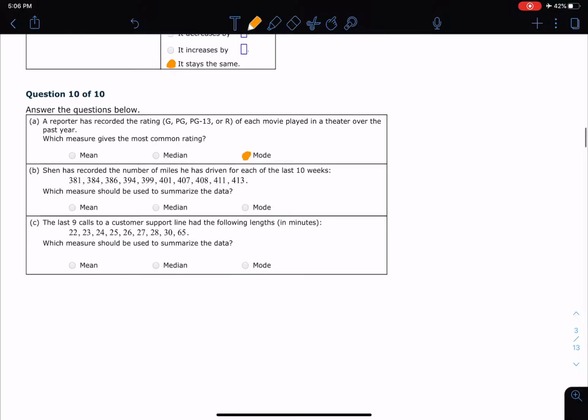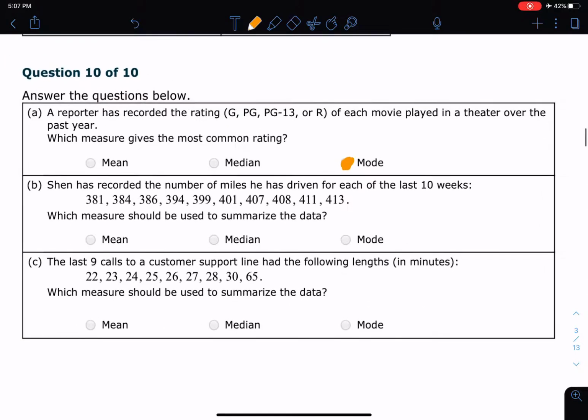This is part B. Oh, Shen, I'm sorry. Shen has this really tiny writing. Shen, maybe I just go like this then. Yeah. Shen has recorded the number of miles he has driven for each of the last 10 weeks. Which measure should be used to summarize the data?